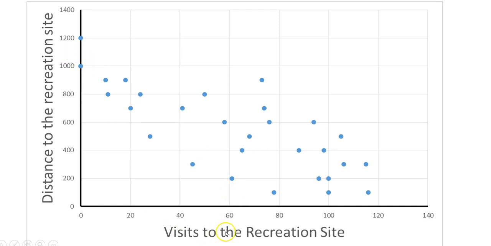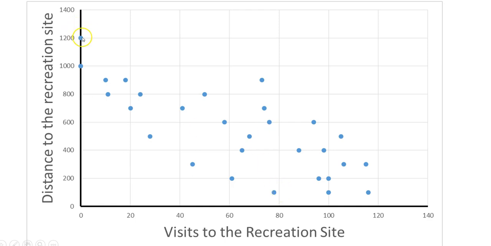The visits to the recreation site are on the horizontal axis, and those visits go from 0 up to 120 visits a year. So these dots represent people's answers to the question of how many visits they take to the recreation site each year. And then you can ask people how far they live away from the site, or you can get their zip code and calculate zip code distance.